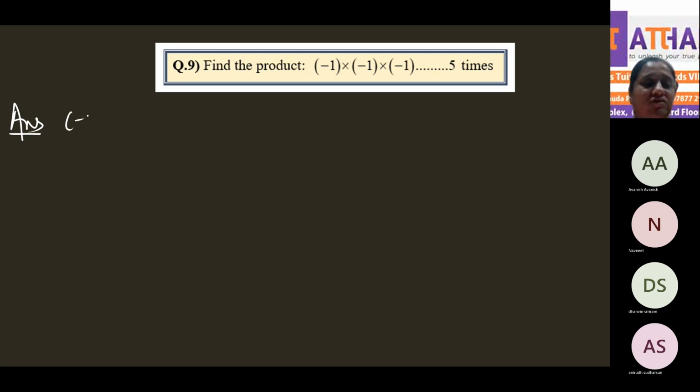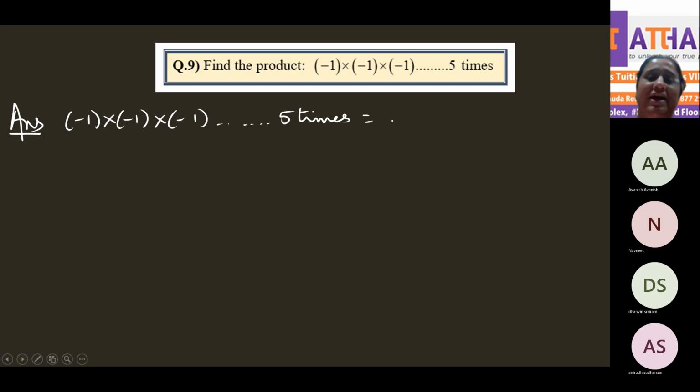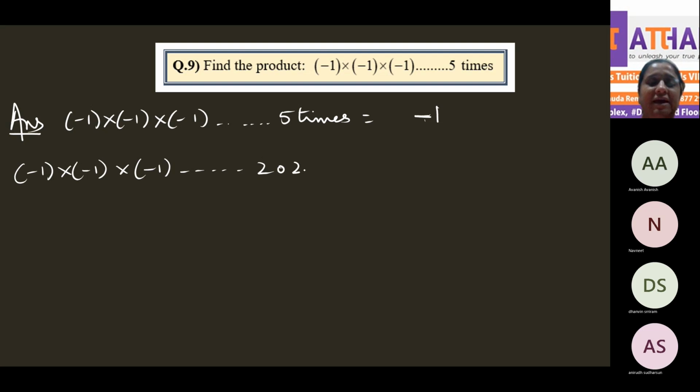Okay, so it's minus 1 into minus 1 into minus 1, like this 5 times. Okay, so how do you answer this question? 1 multiplied with itself 5 times is 1. Minus, how many times is it happening? An odd number of times. So minus 1. Now answer this question, boys. What is minus 1 into minus 1 into minus 1, like this, it goes on 202 times?